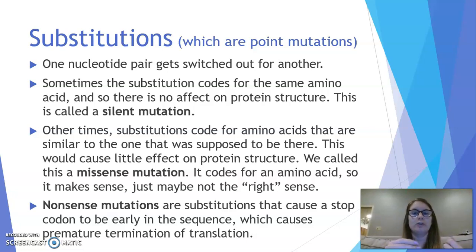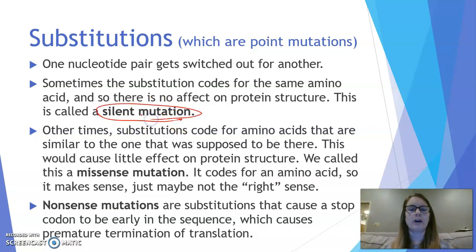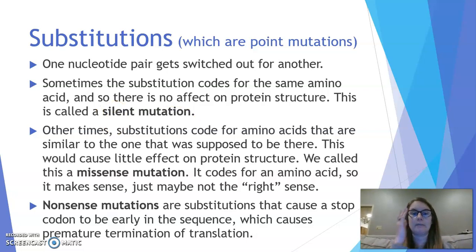Sometimes that substitution will code for the same amino acid. In that case, if it codes for the same amino acid, then you're not going to have any effect on the protein, and we call that a silent mutation. Because you coded for the exact same amino acid, therefore nothing happened. So unless this person was in the hospital or getting genetic testing for something else, they wouldn't even know they had this mutation, because the protein structure is not affected at all. It's a silent mutation.